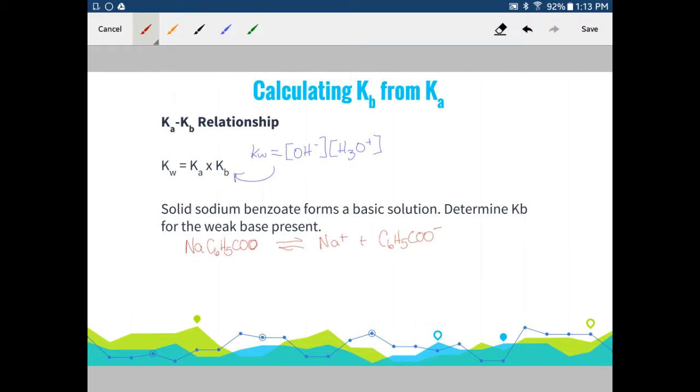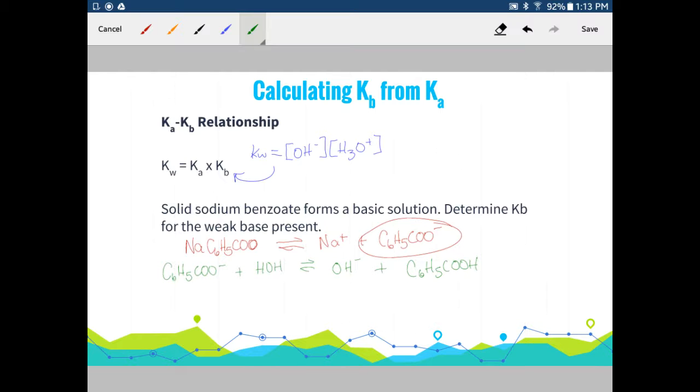And then we can look at the reaction of our base here. And again, I know that sodium from other examples is a spectator ion, so I don't even include that when I'm looking at my table. So I'm going to write out my equation here with my benzoate and water. So I have C6H5COO minus plus my water, forming my hydroxide ions and my benzoic acid. Okay, so there is my equation for where I'm going to calculate my Kb.